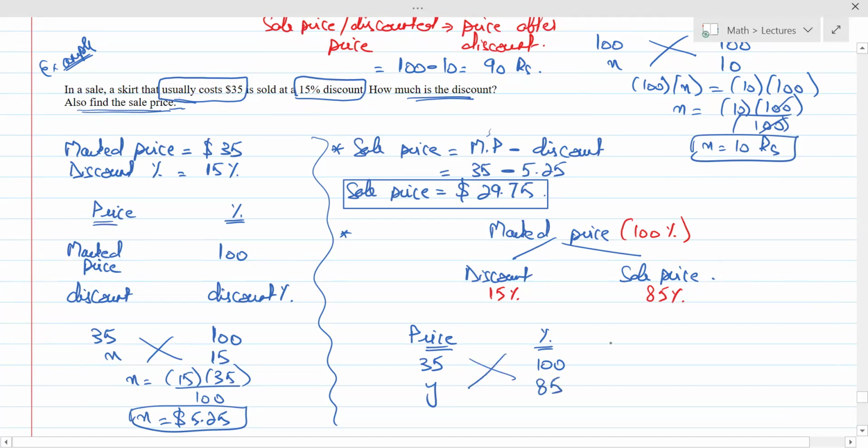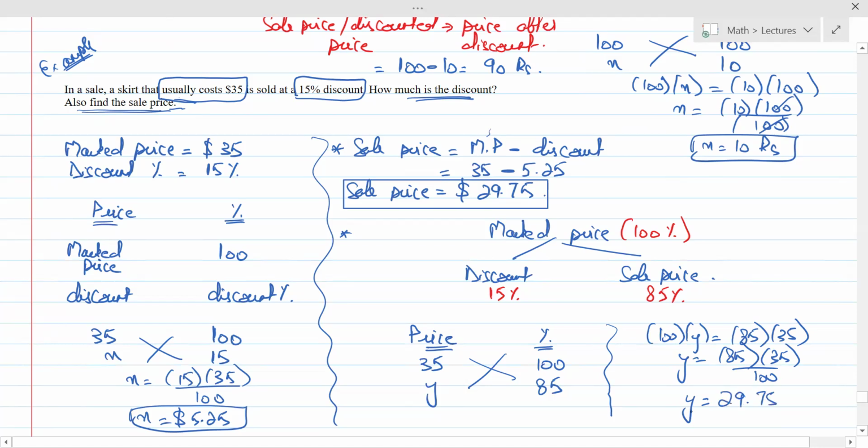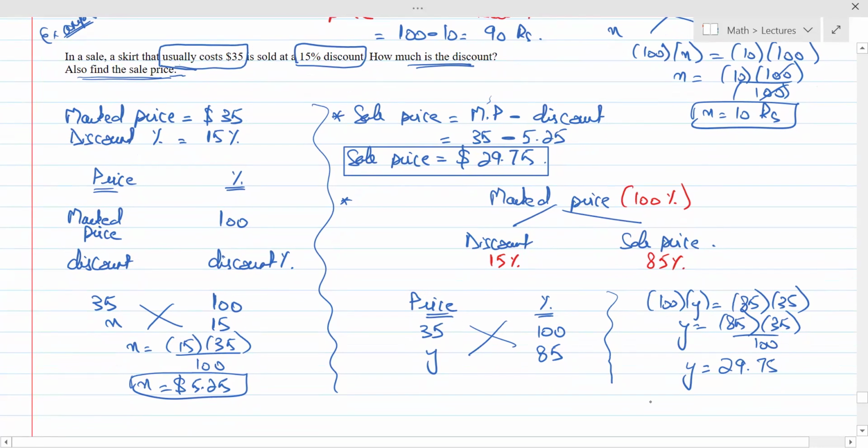So cross multiplying, we get the equation formed as 100 into Y is equal to 85 into 35. Then Y is equal to 85 into 35 upon 100. And this gives us Y as 29.75. So this is another approach to find the sale price.